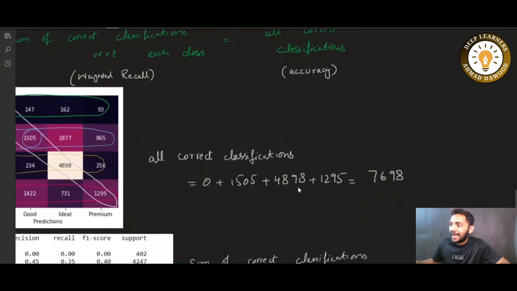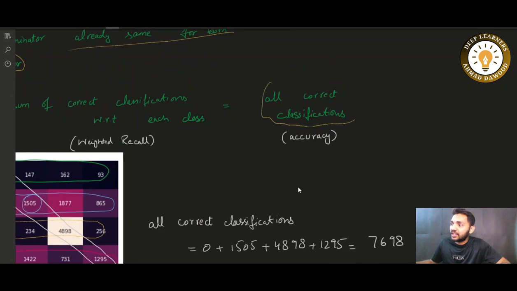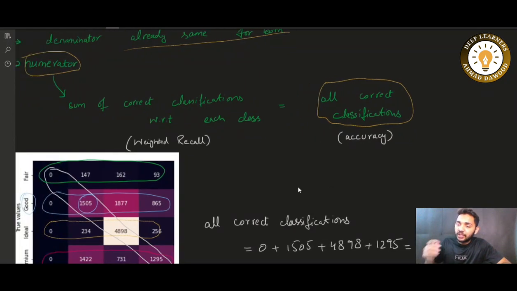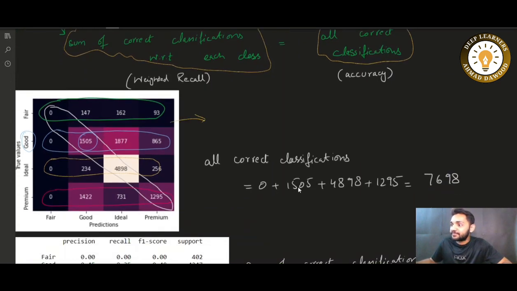The numerator of accuracy is like this: all correct predictions, or you can say all correct classifications. But in the case of weighted average recall, it is the sum of correct classifications with respect to each class. And when you calculate the sum of correct classifications with respect to each class, it actually becomes equal to all correct classifications. Let's say this is your confusion matrix, and you are computing all correct predictions: 0 1 plus 1505 plus 4898 plus 1295, and you have a total of 7698 correct classifications. So just divide by the total number of samples and you will get accuracy.